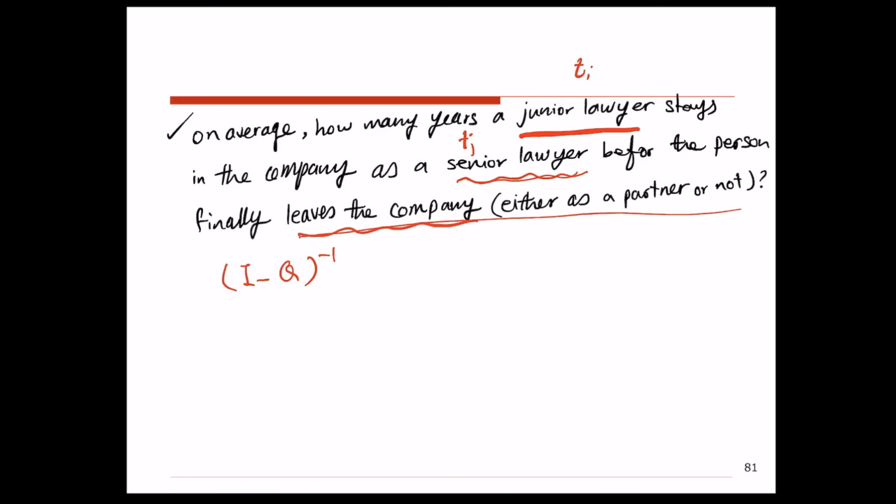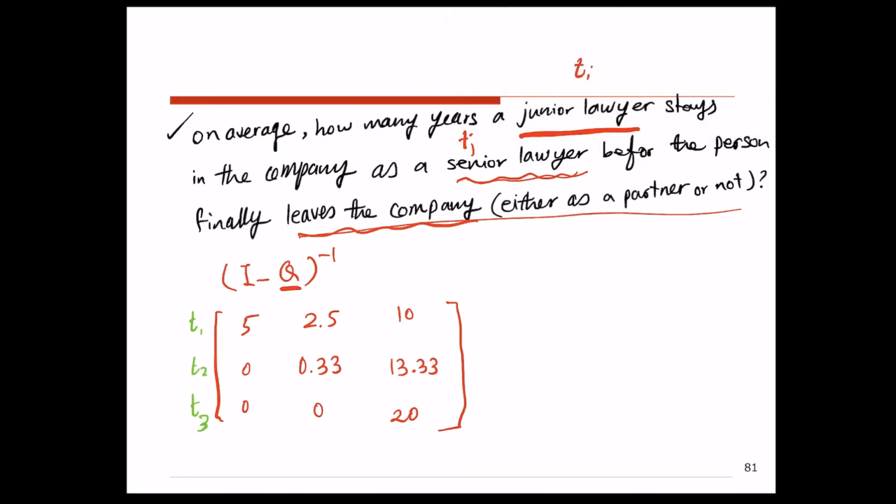We already calculated matrix I minus Q inverse, so I'm just going to write the values. So this is I minus Q inverse, right? And remember, Q was the transition matrix between all transient states. So this matrix is between all the transient states: transient state 1, 2, 3. Transient state 1 represents the scenario when the person is a junior lawyer, a senior lawyer, a partner, and the columns represent a similar thing when the person is a junior lawyer, a senior lawyer, and a partner.